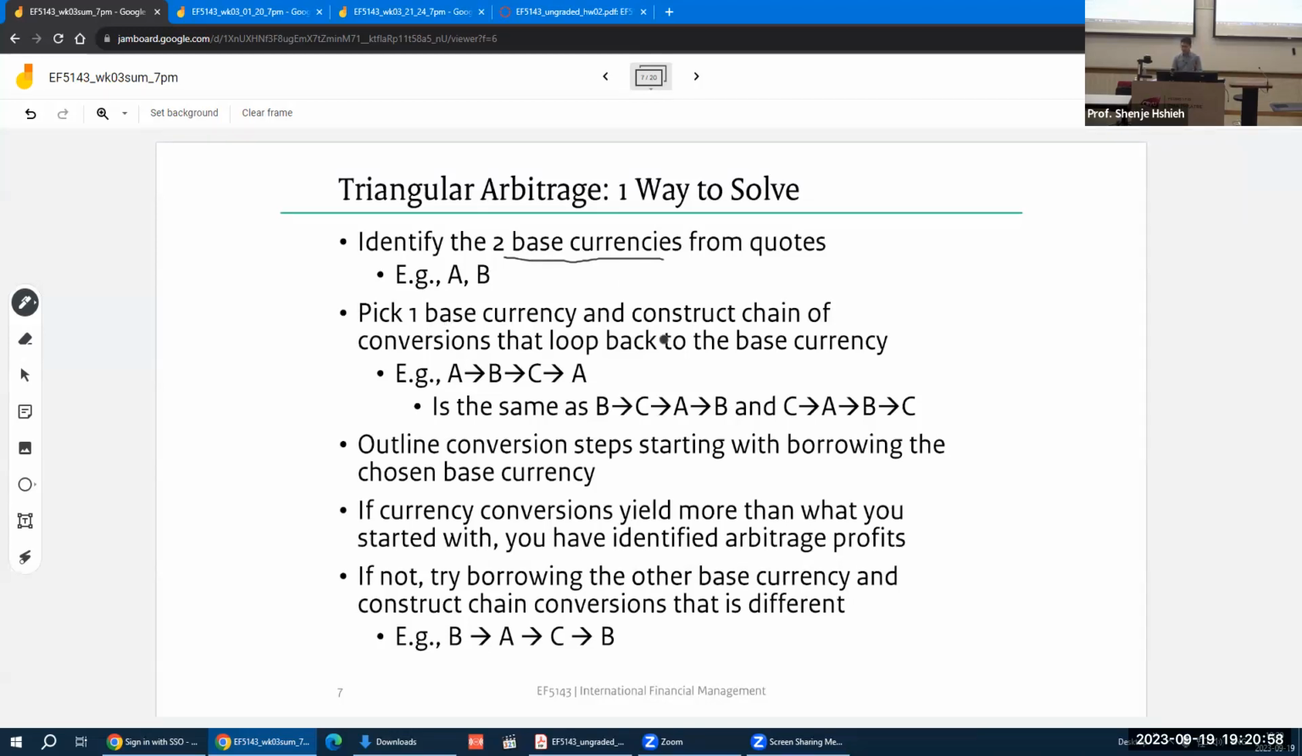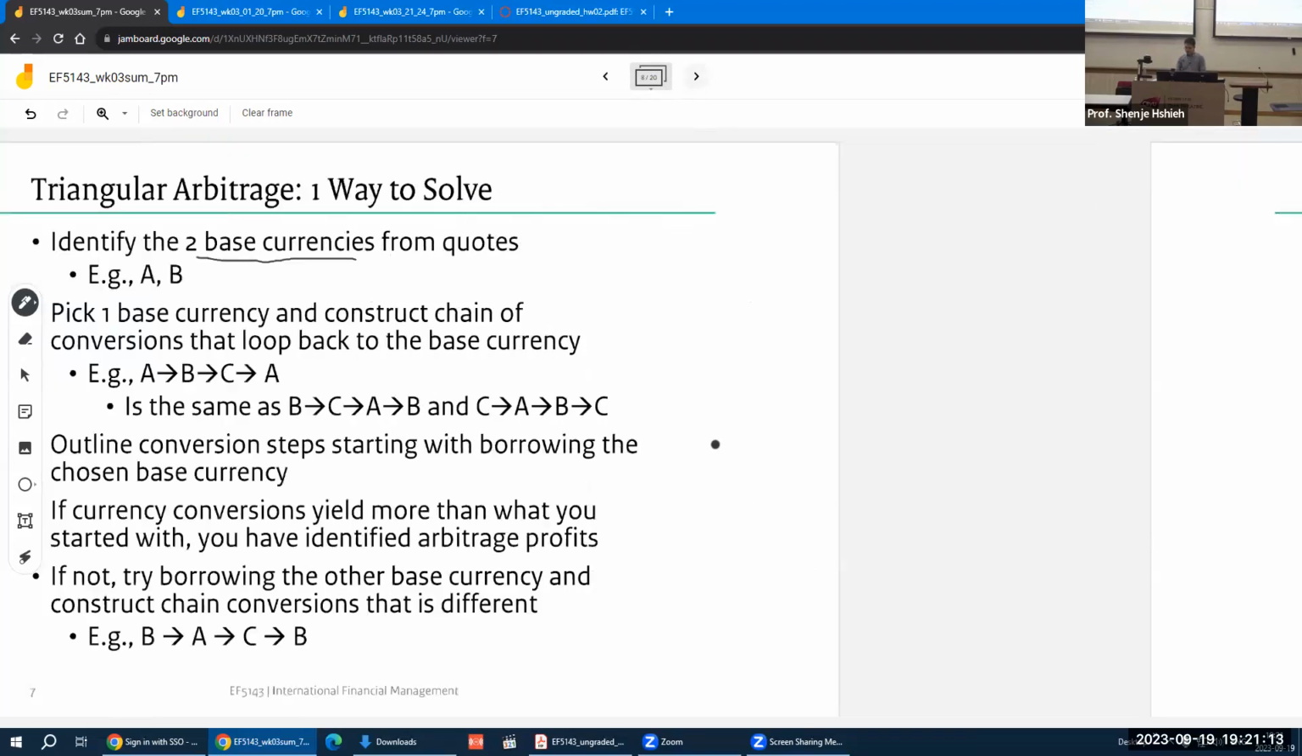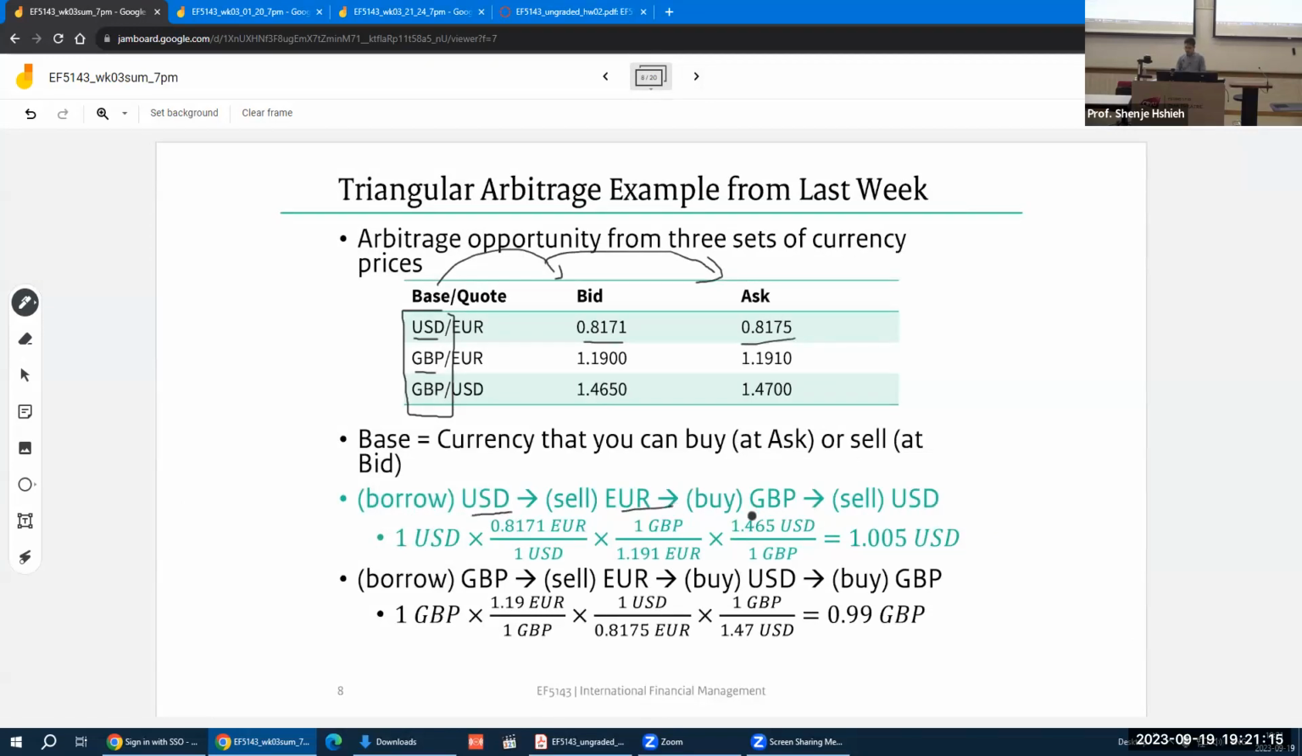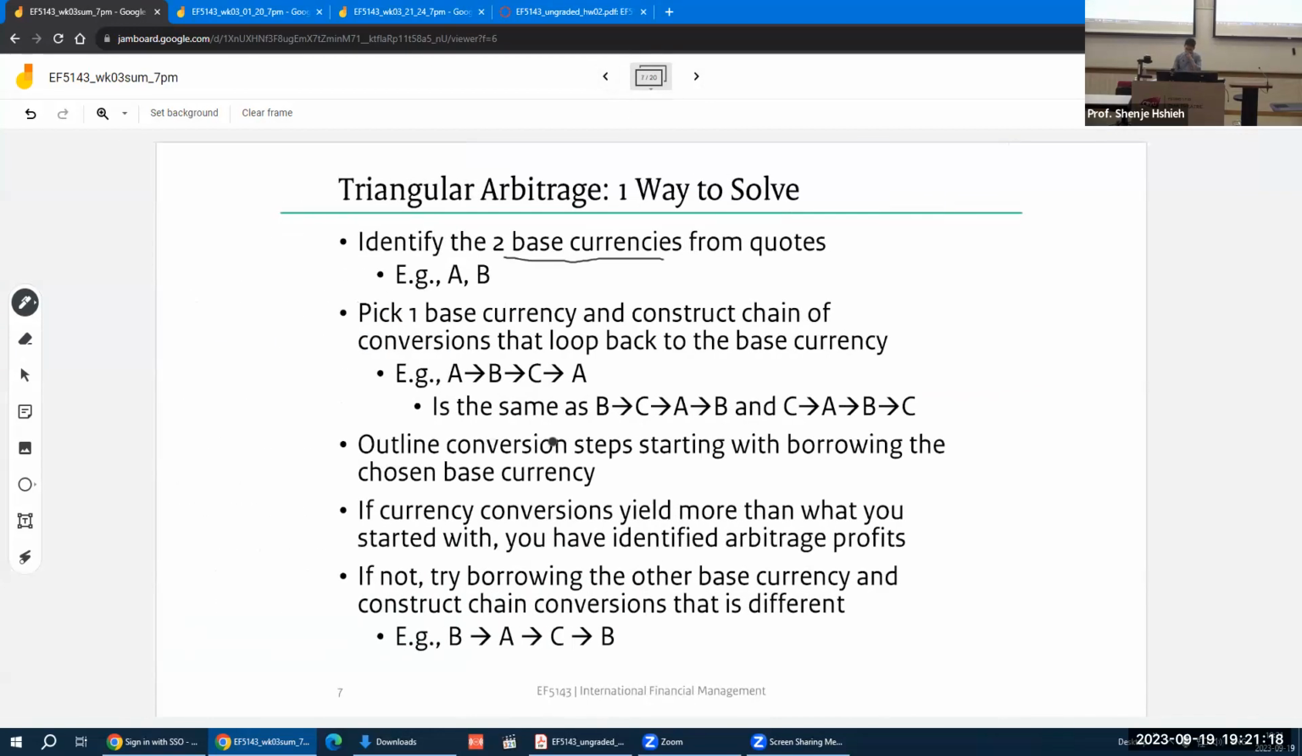Next, pick a base currency and construct a chain of conversion that loops back to the base currency. In other words, construct a triangular path, from A to B to C back to A. In this case, the first way to do it is from USD to Euro to British pounds back to USD. And as I told you last week, once you've established this path, ABCA, if you check whether this is profitable or unprofitable, then starting from any other letter and following the same circular path will lead you to the same conclusion, that it's either not profitable or profitable. So just testing one route is good enough.